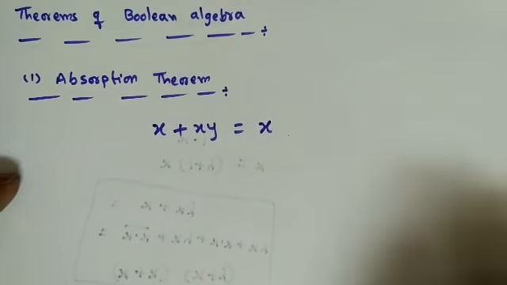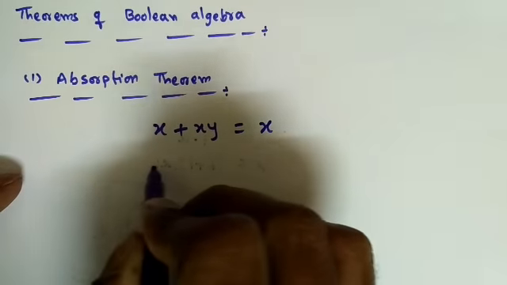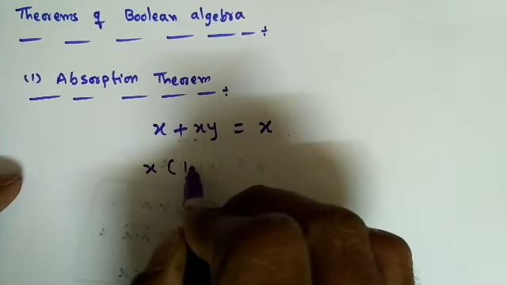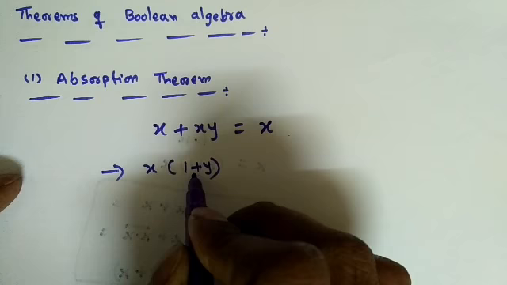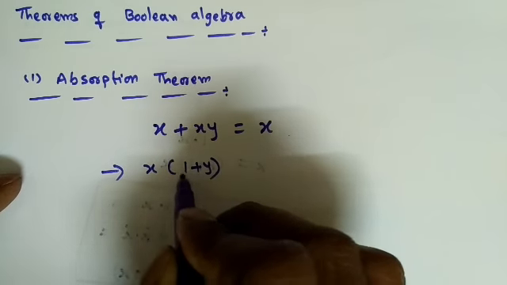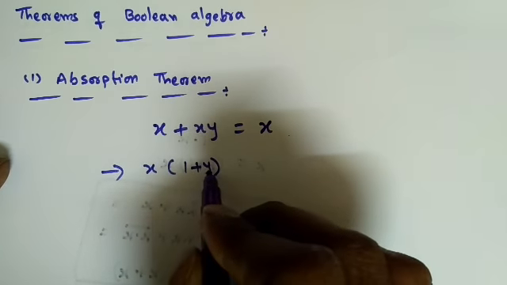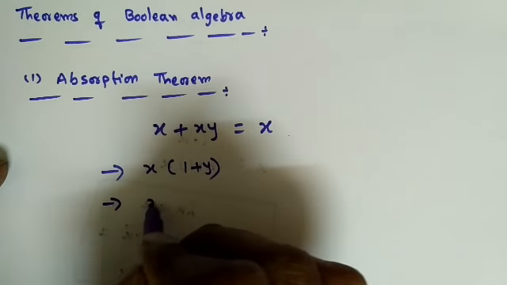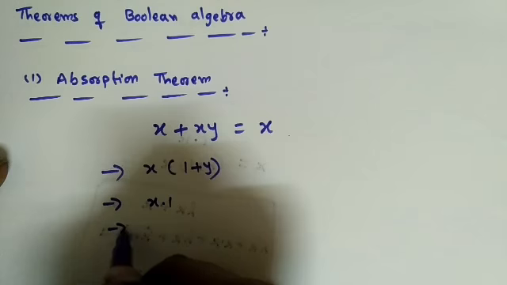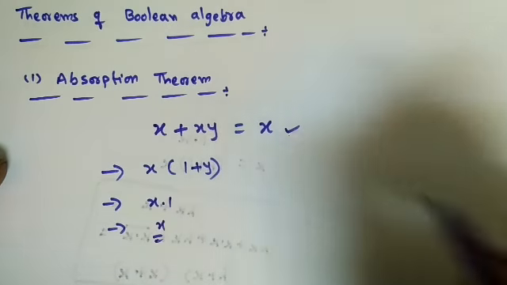It's very simple to prove. If I take x common, this becomes 1 plus y. What is 1 plus y? If I take y equal to 0, 1 plus 0 is 1. 1 plus anything in Boolean algebra is always 1. So it becomes x into 1, which is nothing but x only. So this is the theorem.